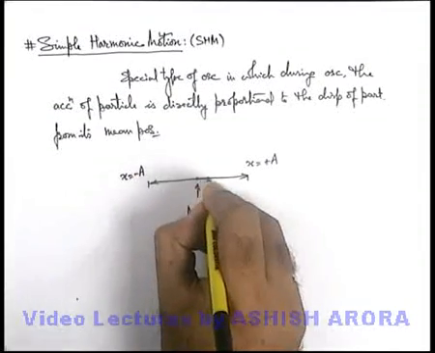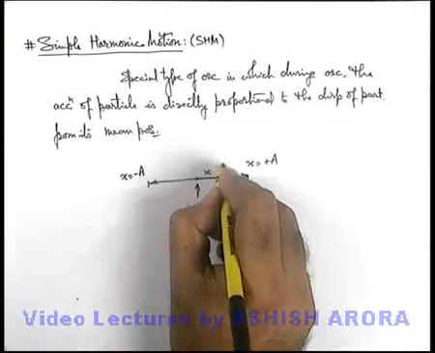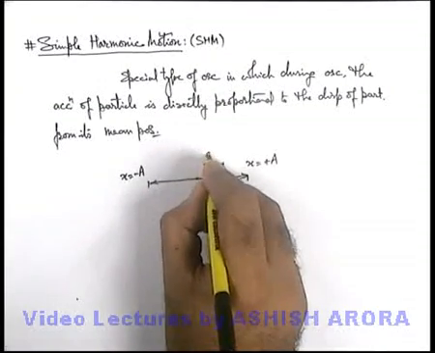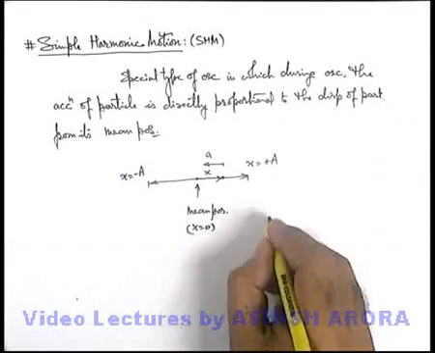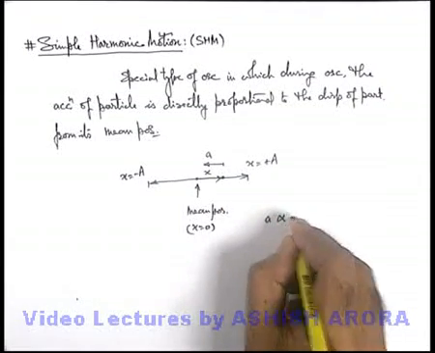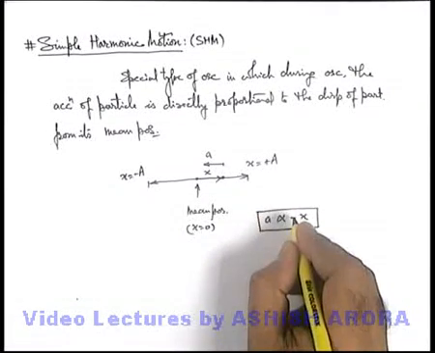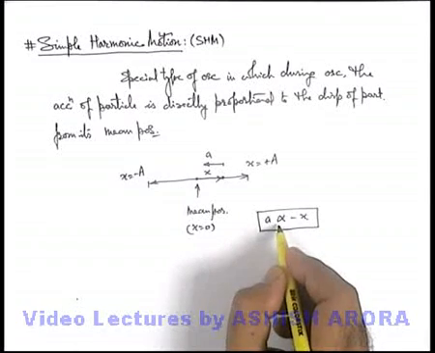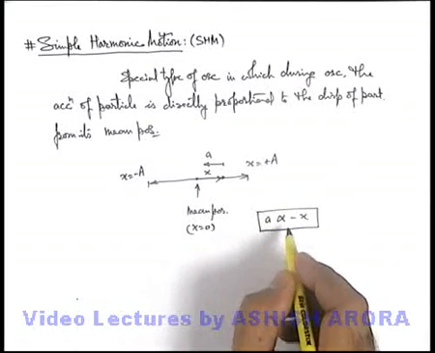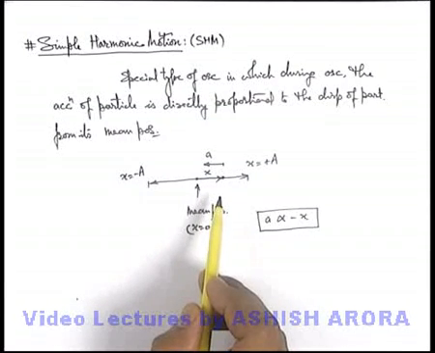In this situation, when the particle is at a distance x from the mean position and it is experiencing a restoring acceleration a, which is acting towards the mean position, and if a is directly proportional to x, the negative sign is just indicating that a is acting opposite to the displacement, then we can state that the particle is executing simple harmonic motion.